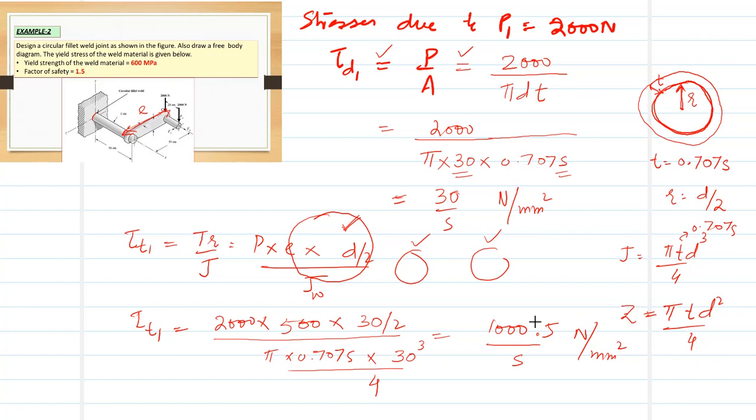Okay, 4 into 2000, 500 multiplied by 15, divided by S. This is tau T1. Now sigma B1 is nothing but M over Z, moment divided by section modulus, where moment is P into L divided by Z.